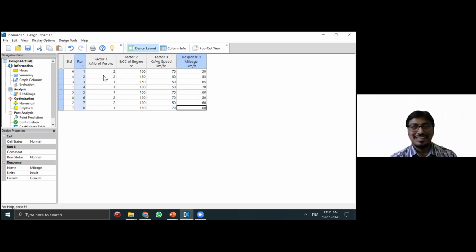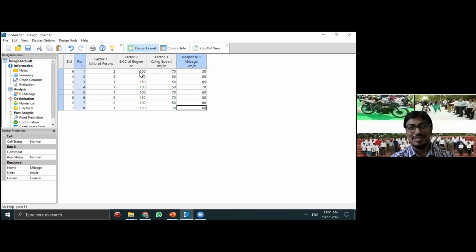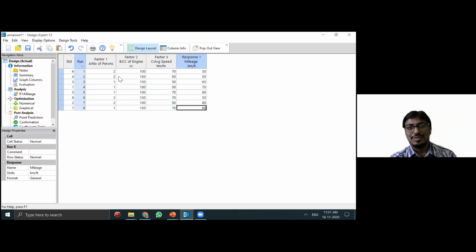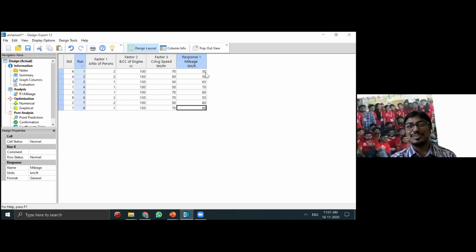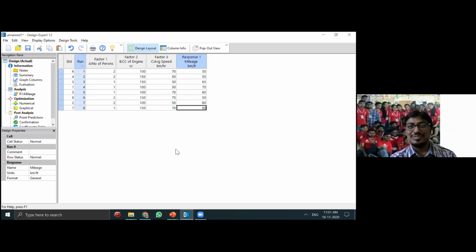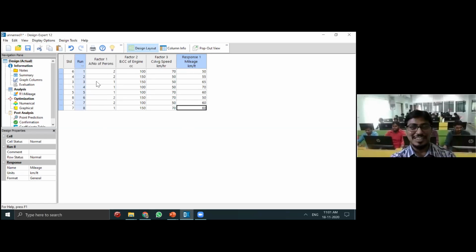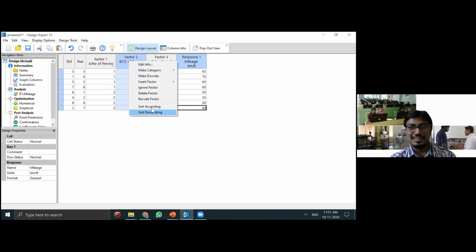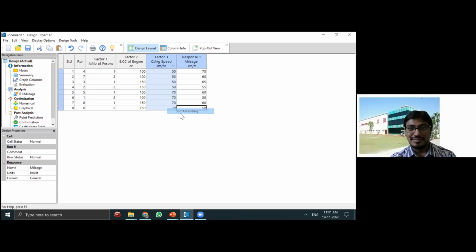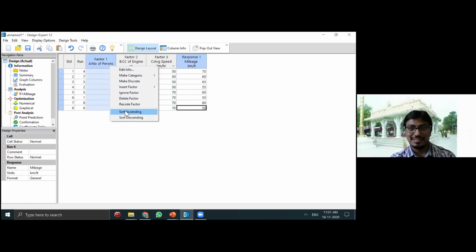Okay, rearranging it. So this thing will be common, 270, right? Two persons with 100cc vehicle and 70 average speed. For that, I need to write 50. That is how I need to go on finding it, and then enter it. There are some tricks we can use, like arranging this ascending, and then again this ascending, sort by ascending.